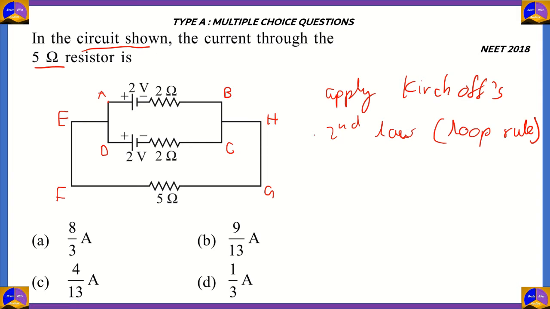So now let's apply that here. The first loop in this case is A, E, F, G, H, B, A.